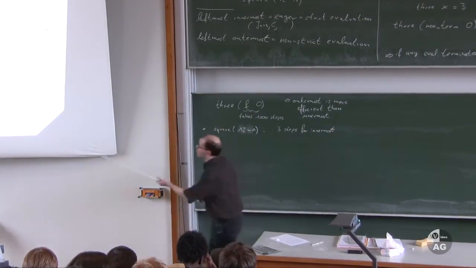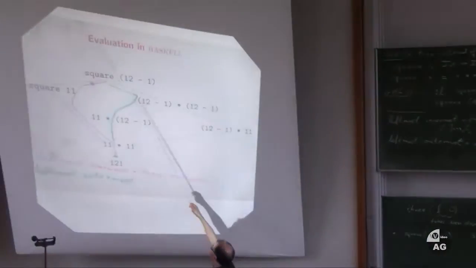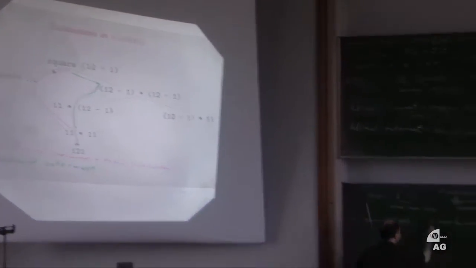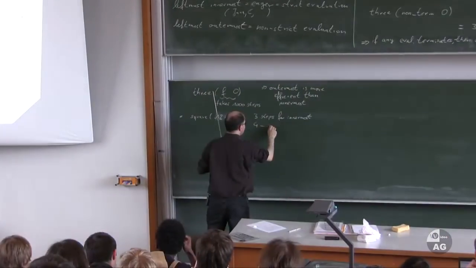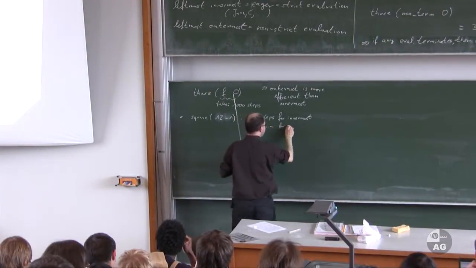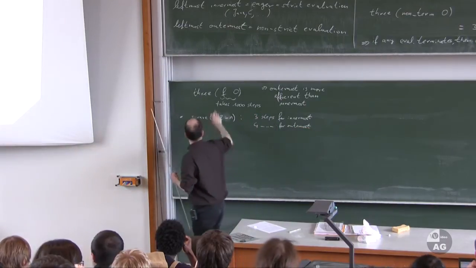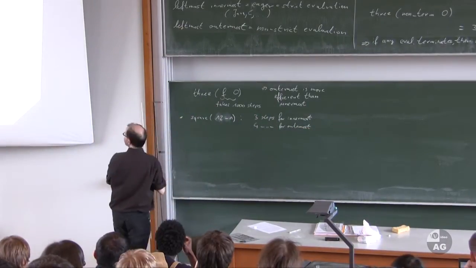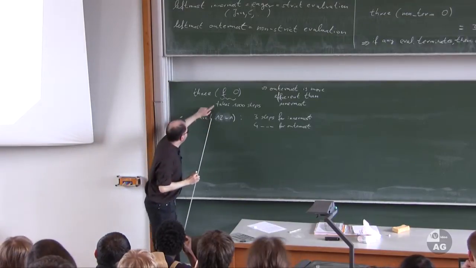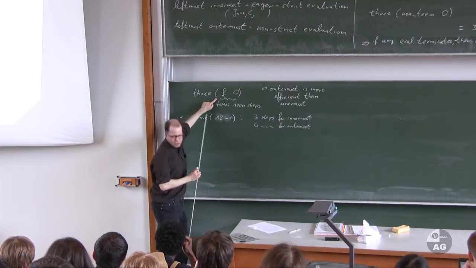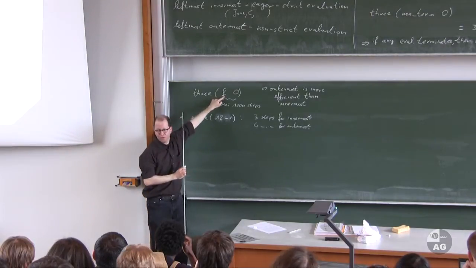And how many do I need for outermost? Well, 1, 2, 3, 4. 4 steps for outermost. And, well, you might say, well, 3 steps, who cares? But if this takes 1,000 steps, then indeed here we have, I think, 1,002, because you need 1,000 for those.